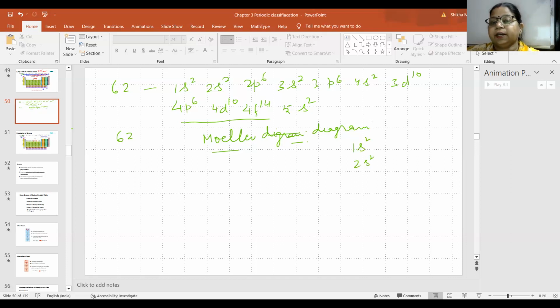1s2, 2s2, the entire thing you draw. 2s2, 2p6, 3s2, 3p6. Or rather, you don't put the numbers, you can just draw that one, 3p, 3d, then 4s, 4p, 4d, and then 4f. Can anybody tell me why we don't have 3f? Or why we don't have 2d? Is the question clear to all of you?